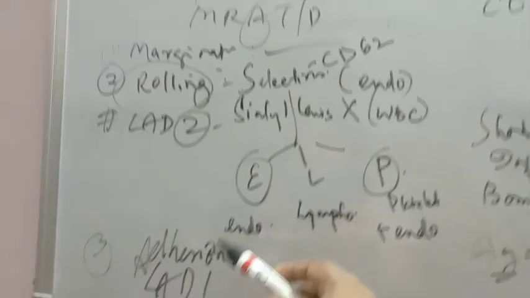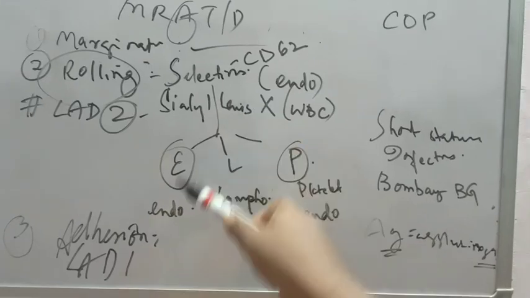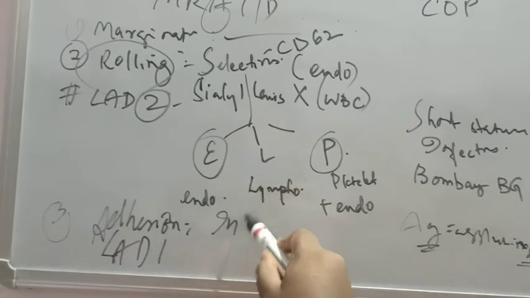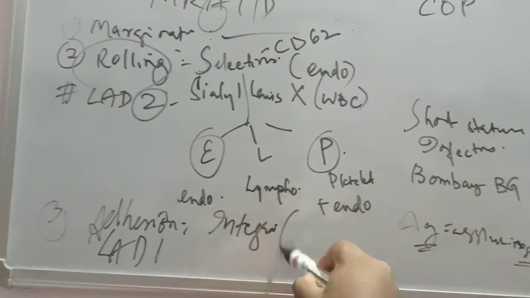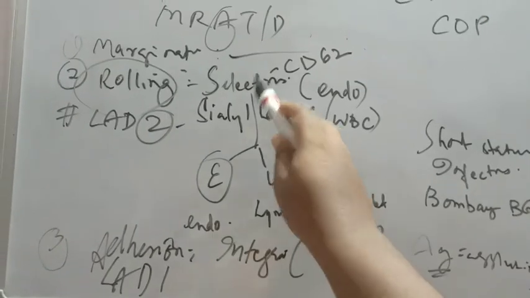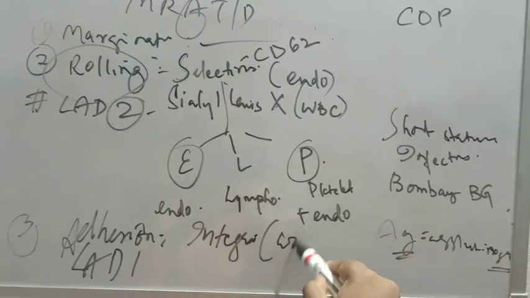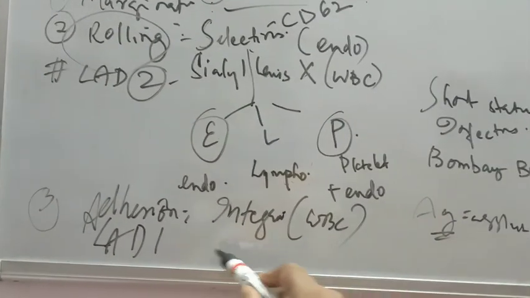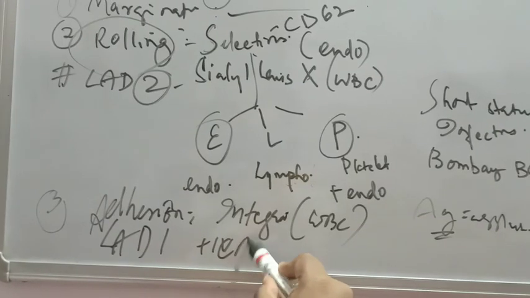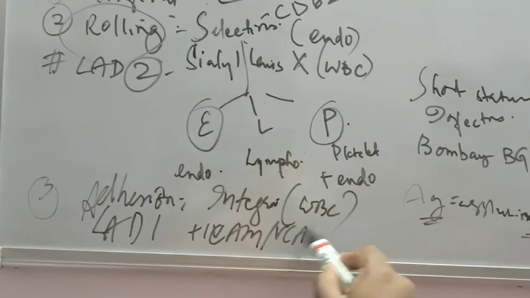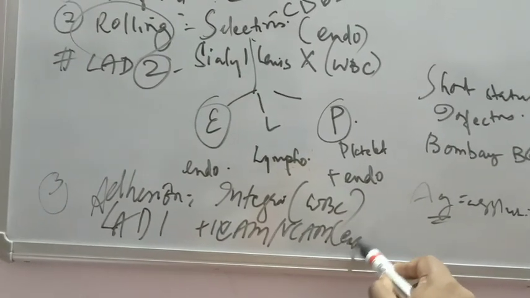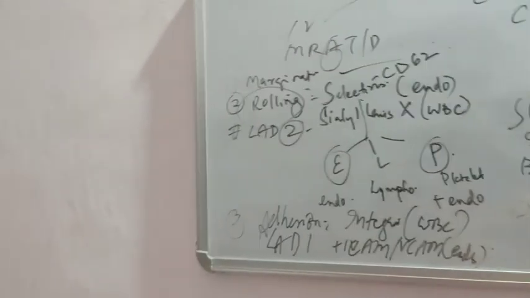So adhesion is mediated by what? If here there is selectin, sialyl Lewis, here there will be something else. There is integrin on WBC. Remember, selectin is on endothelium, but integrin is on WBC. Then you have ICAM and VCAM. This is on what? On endothelium. Okay. Integrin on WBC, ICAM, VCAM on endothelium. That is adhesion. Deficiency leads to LAD1.